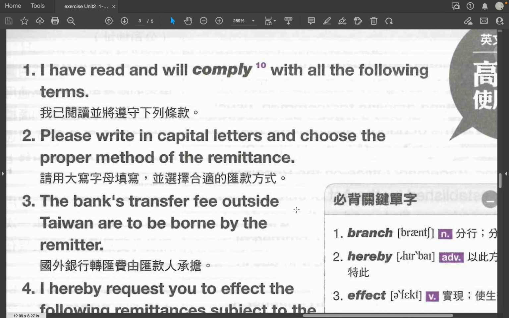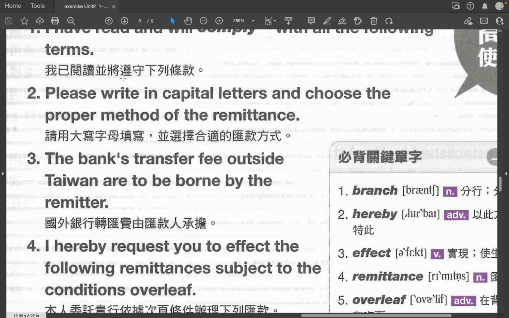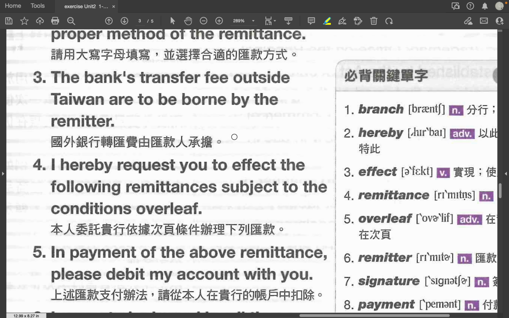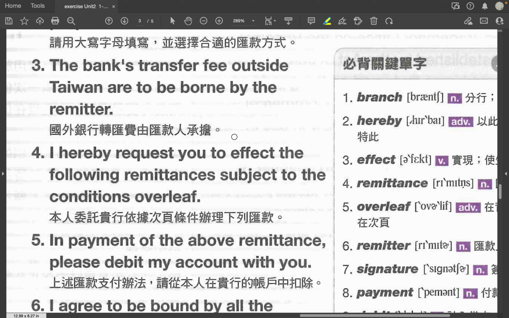Right, sentences. Number one, I have read and will comply with all the following terms. 这边你会想说很奇怪，为什么我知道这是念 read 而不是 read，对不对？因为 have 加过去分词，即便在同个拼音的情况下，它的念法就会不一样。Okay, number two. Please write in capital letters and choose the proper method of the remittance. 这边我想要介绍的很好用的单词就是 capital letters，就是大写。Okay, number three. The bank's transfer fee outside Taiwan are to be borne by the remitter.